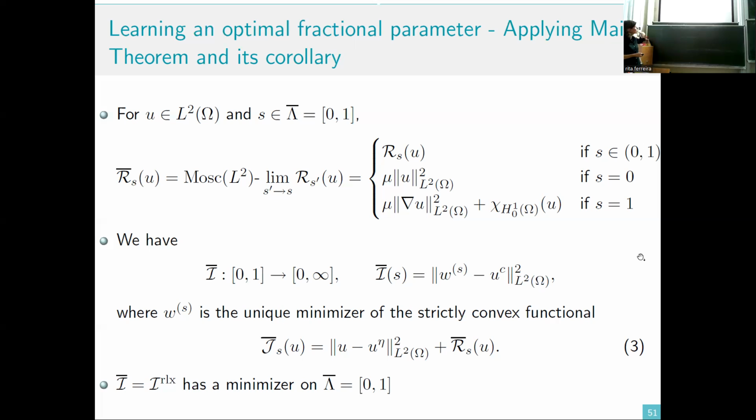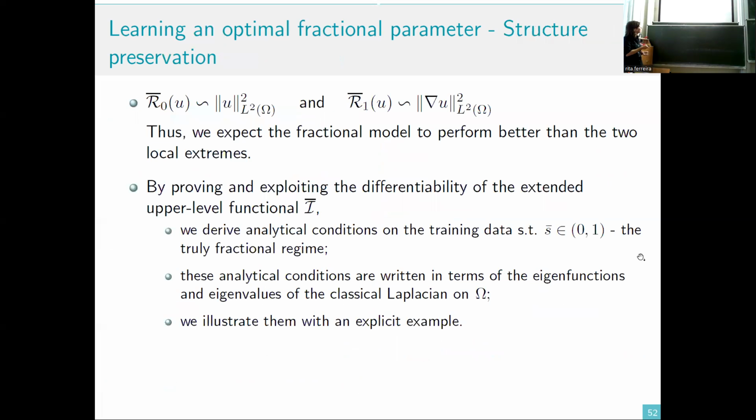And in this case, and that's why I also wanted to mention it very briefly, I'm not introducing the notation behind it here, but again, as in the first case, we give full conditions by exploring some differentiability of the extended cost functional. We exhibit conditions on the data that guarantee that your optimal parameter will be within the true fractional regime, which is what you want, because as we've seen, the border ones are not interesting in this case.